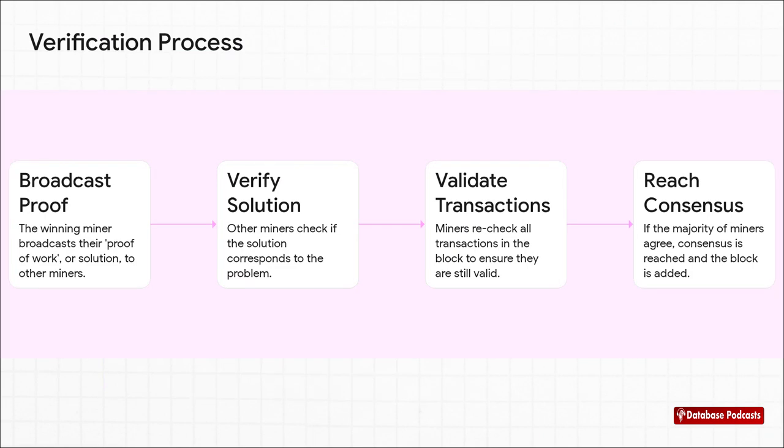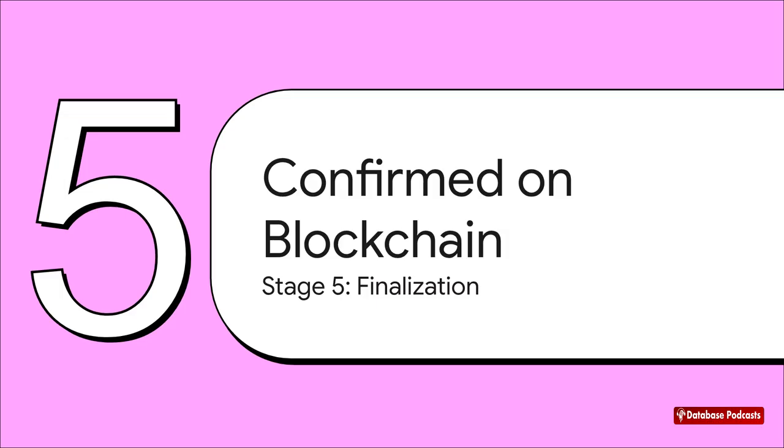So, the winning miner broadcasts their new block and the winning nonce to everyone. And here's the beautiful part. While it was incredibly hard to find that nonce, it's super easy for everyone else to verify it. The other nodes just take the block data, add the winning nonce, hash it once, and see if it works. If it does, and all the transactions inside are still valid, they add the block to their copy of the chain. It's like a decentralized commit protocol. The block is now on the chain, which means our transaction is officially in the ledger.